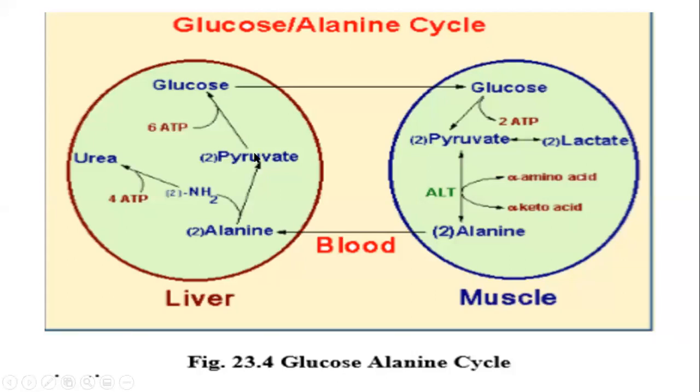Now this pyruvate, again by gluconeogenesis, is converted into glucose, consuming 6 molecules of ATP, and this glucose again goes back to muscle to repeat this glucose alanine cycle. This is very important for formation of urea and its excretion from the body.